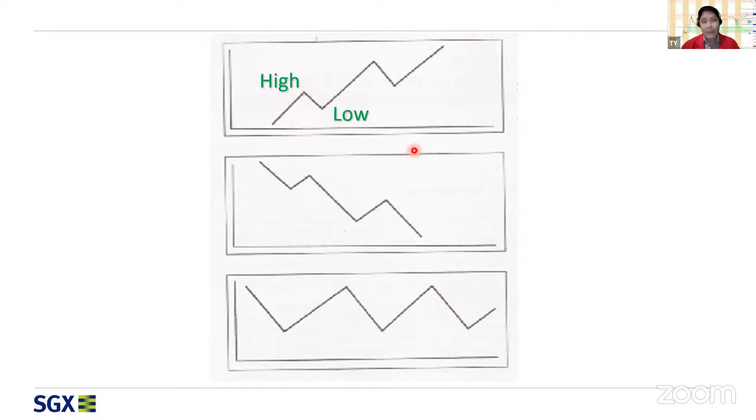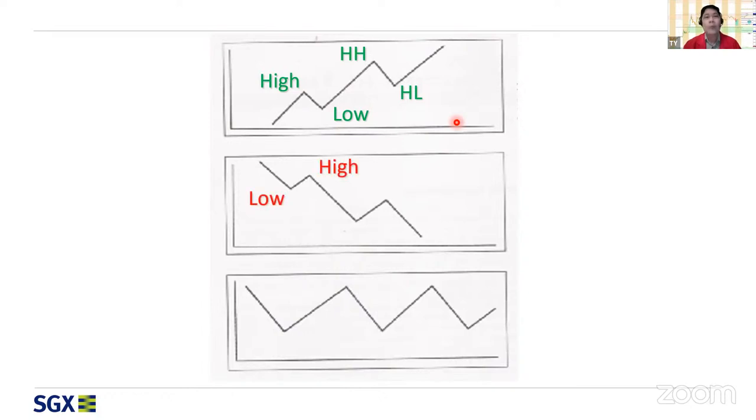All right. So what happened is, if a subsequent high goes higher than the previous high, this is called a higher high. And if the low is also higher than the previous low, this is what we call a higher high and higher low. So once you identify a higher high and higher low, by definition, the trend is up bias.